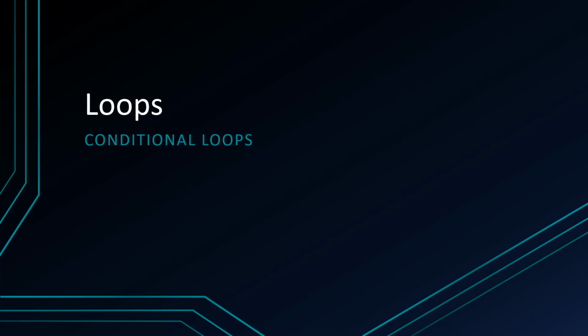And for our final lesson on loops, we're going to look at the second type of loop, which is called a conditional loop.